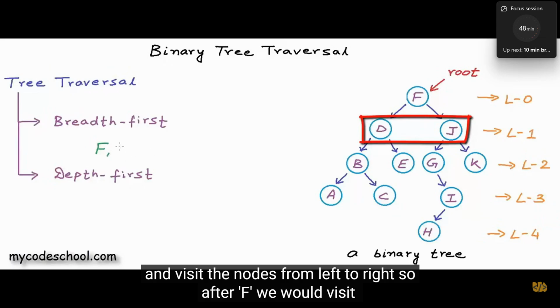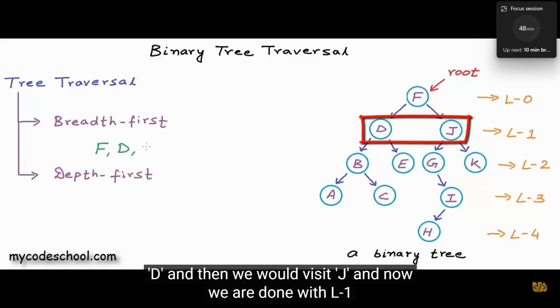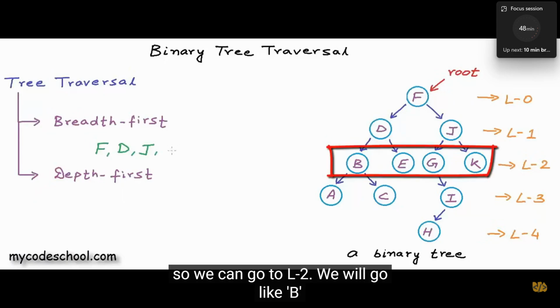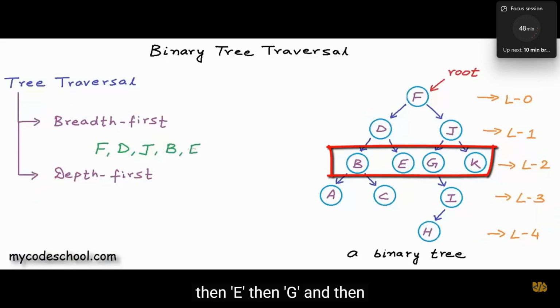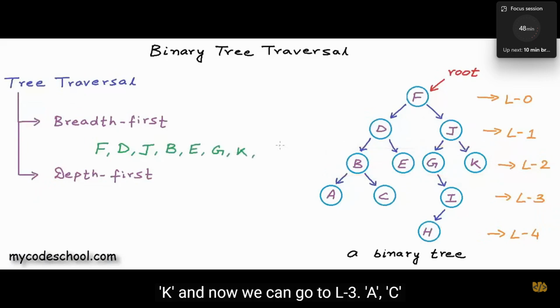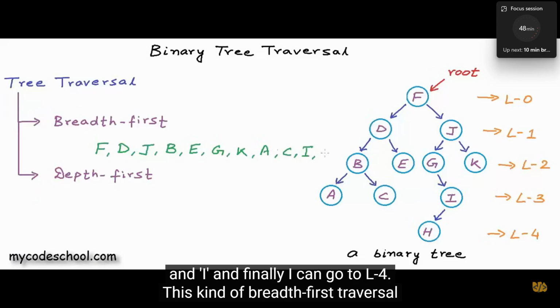So after F, we would visit D, and then we would visit J. And now we are done with level 1. So we can go to level 2. We will go like B, then E, then G, and then K. And now we can go to level 3, A, C, and I, and finally I can go to level 4.